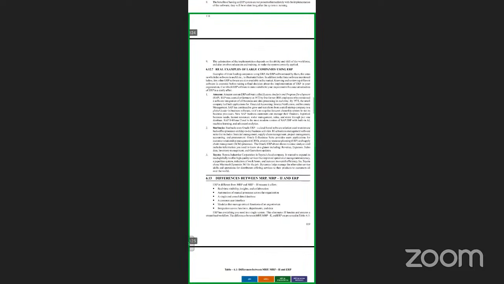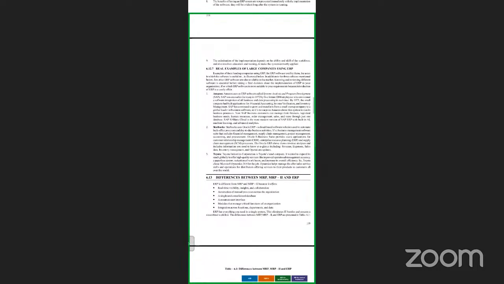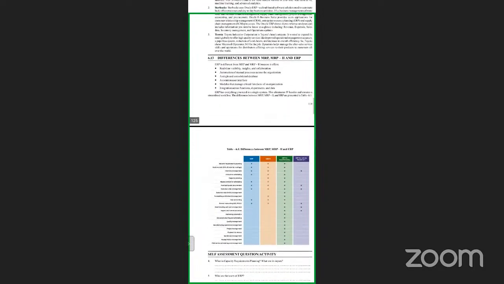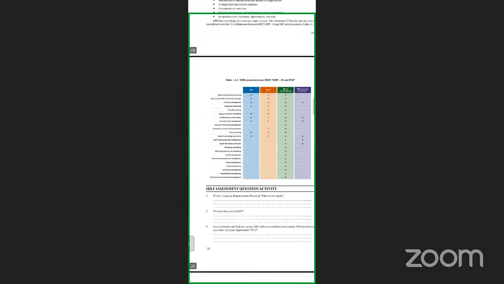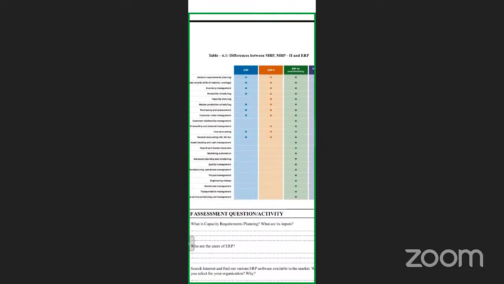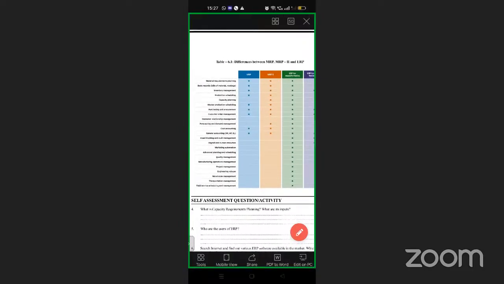Real examples of large companies using ERP are Amazon, Starbucks and Toyota. These three leading companies use ERP software, and the areas in which they use that software are useful for their business purposes. And differences between MRP, MRP2 and ERP. And this is the difference between MRP, MRP2 and ERP.